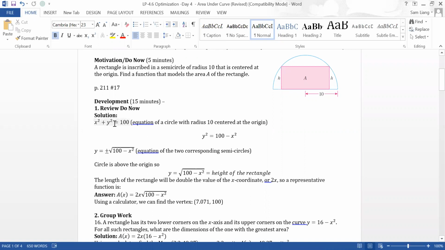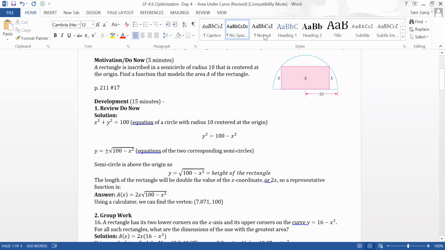So we get y squared equals 100 minus x squared. And then we're going to take the square root of both sides. So we get plus or minus the square root of 100 minus x squared. As I write here, these two equations, it's plus minus, the equations of the two corresponding semicircles. The positive one is the one above the x-axis, and the negative one is the one below the x-axis. But we're going to take the positive one because, as we can see here, the semicircle is above the origin.